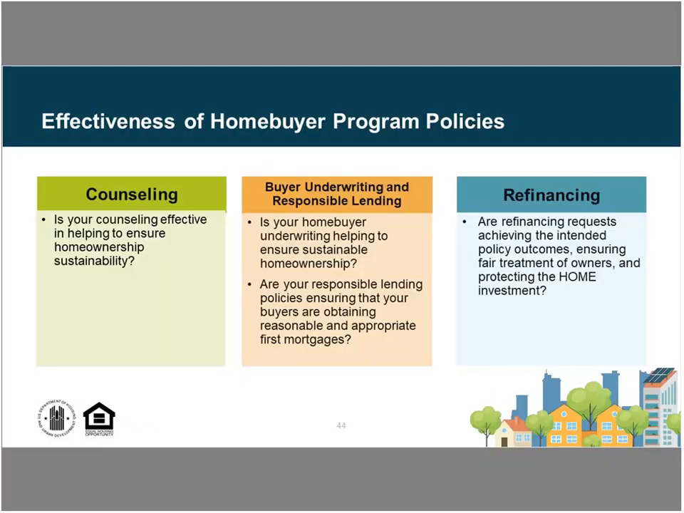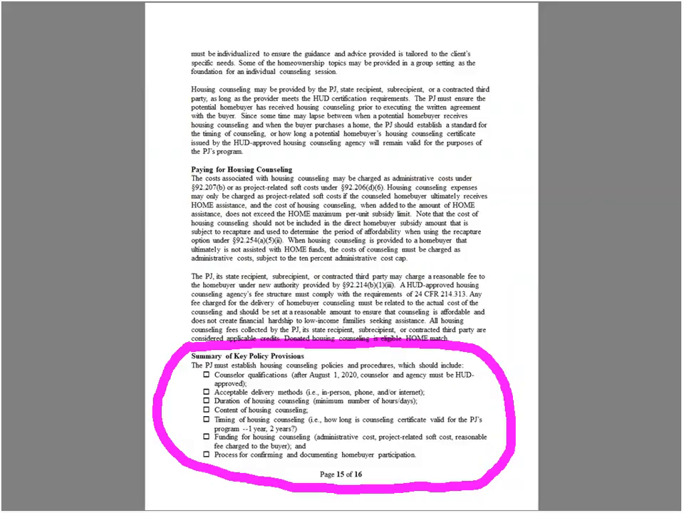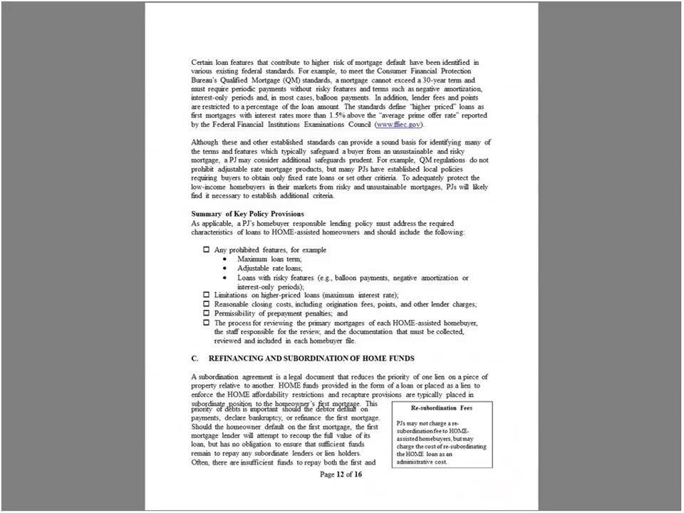For your buyer underwriting and responsible lending, are you ensuring that the homebuyer underwriting is helping to sustain homeownership? Are your front and back end ratios appropriate for your buyers and the current lending conditions? Or are too many or too few buyers qualifying? And I want to show you, going back to this notice, I think it's page 12, is where we find the information about the responsible lending and the buyer underwriting.